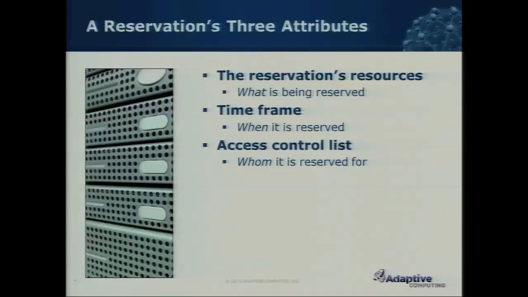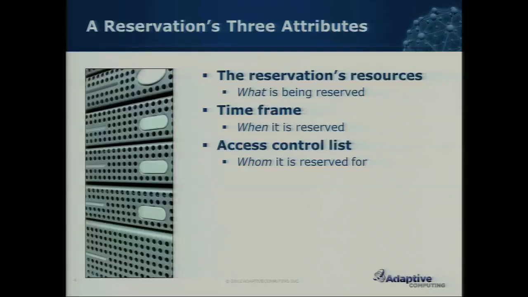So just very basic, what is a reservation? A reservation has three aspects. One is what is being reserved. In most cases, it's going to be a machine, a computer. It could be the number of processors. It could be software licenses. It could be memory. It could be disk space. So that all is what is being reserved.